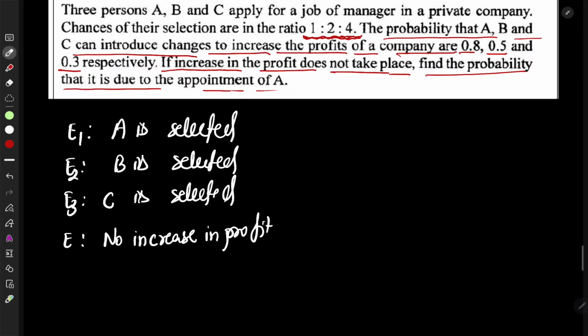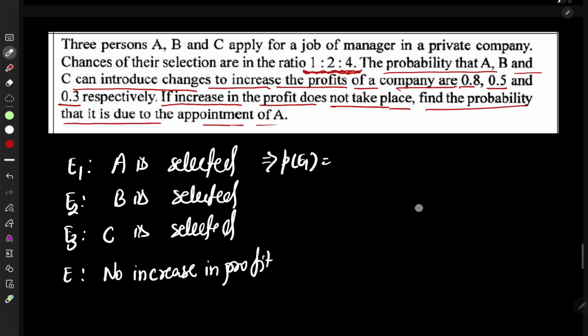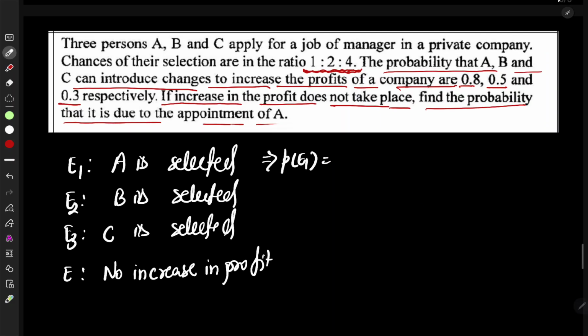Okay, this is the E. So this implies the probability of E1 will be 1 raised to 2 raised to 4 given selection chances. It means if a total of 8 times they come to apply, then one time will be the chance for A, that means 1 by 8. Similarly, the probability of E2 will be 2 by 8, and the probability of E3 will be 4 by 8.